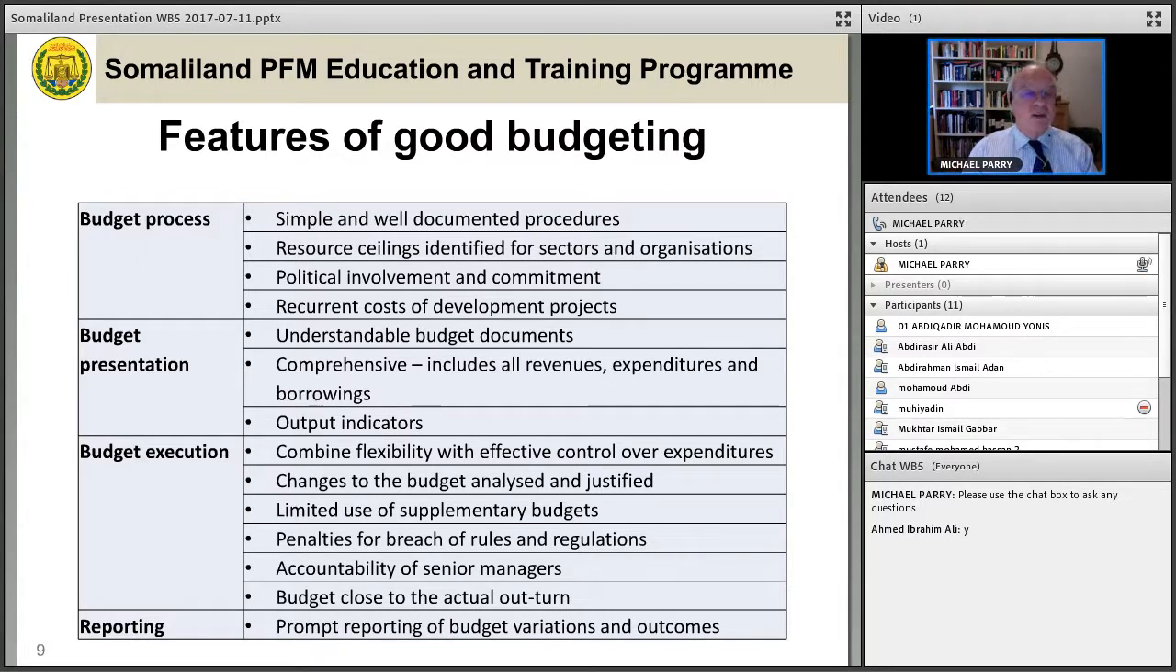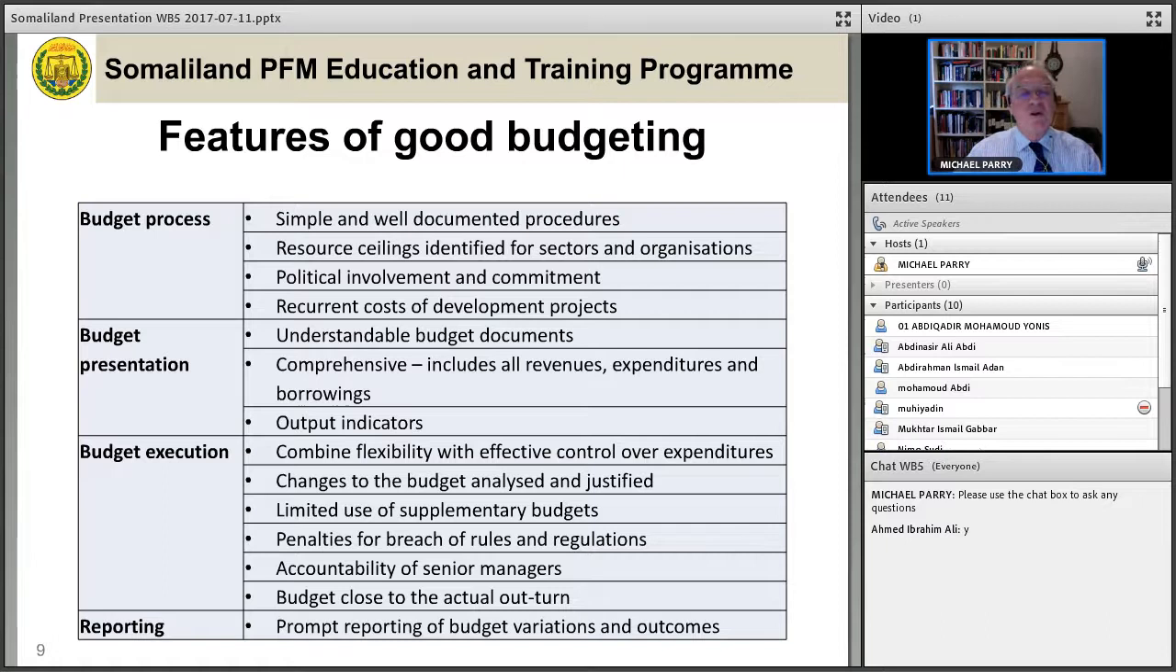Okay, and then the second group of features of good budgeting relate to budget presentation. Understandable. Budget documents are not just intended for technical, highly skilled specialists such as yourselves. They are intended for the citizens of your country. And they should be understandable by any literate, intelligent person. They should not use jargon. They should be clear and well organized. Budgets should be comprehensive. They should include all revenues, expenditures and borrowings.